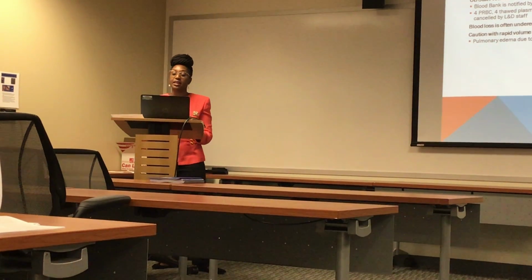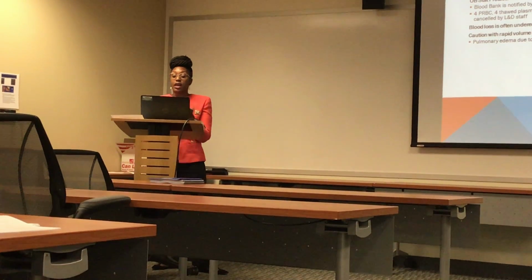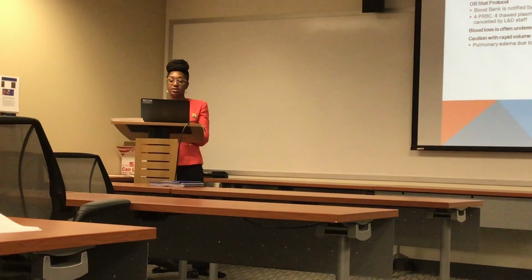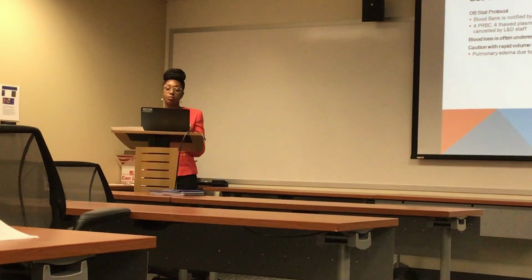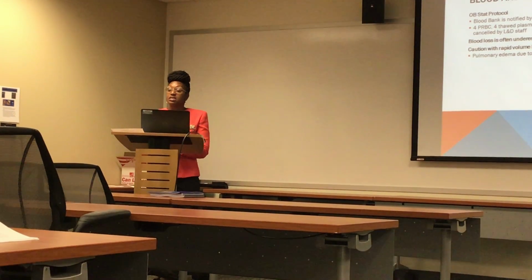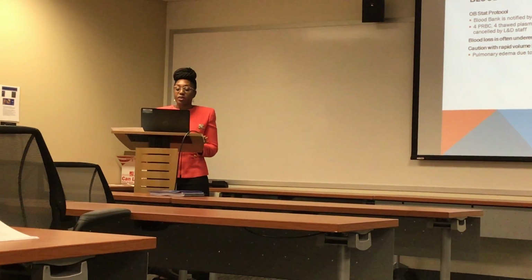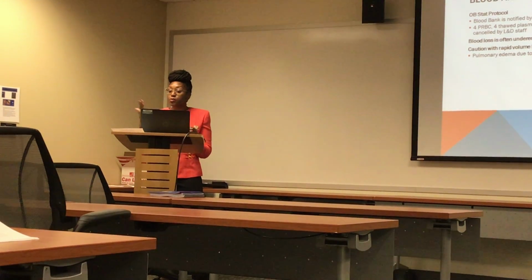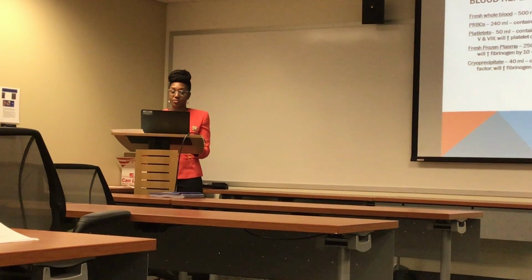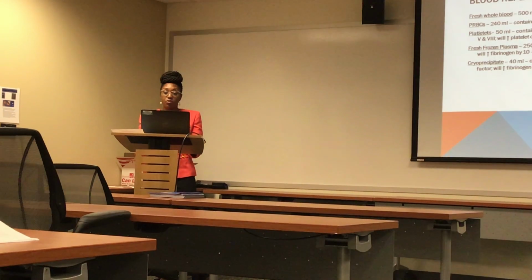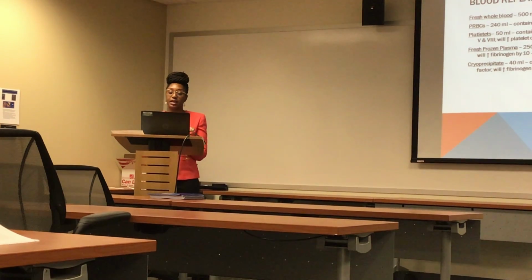So for blood and volume replacement, again, OB stat protocol, we call the blood bank, notify them, and they will have prepared for us 4 packed red blood cells, 4 thawed plasma, and 1 single donor platelet available at all times until canceled by the labor and delivery staff. Blood loss is often underestimated, so follow-up labs will be drawn. We have to be cautious with rapid infusion of these products because we don't want to flood their lungs and give them pulmonary edema. Some of the products that we replace with are fresh whole blood, red blood cells, platelets, fresh frozen plasma, and cryo.